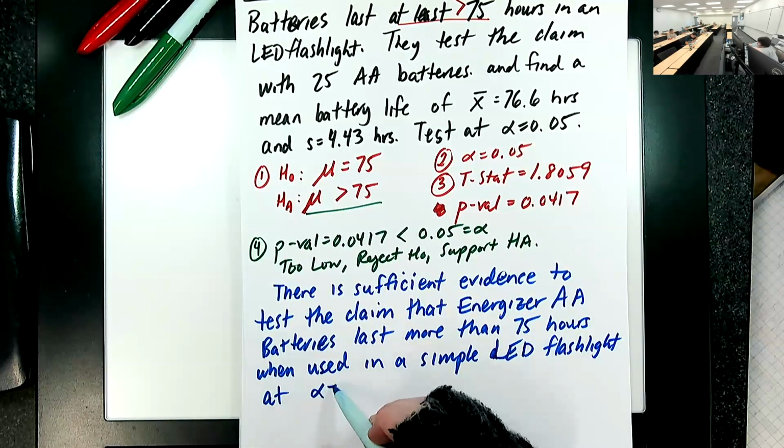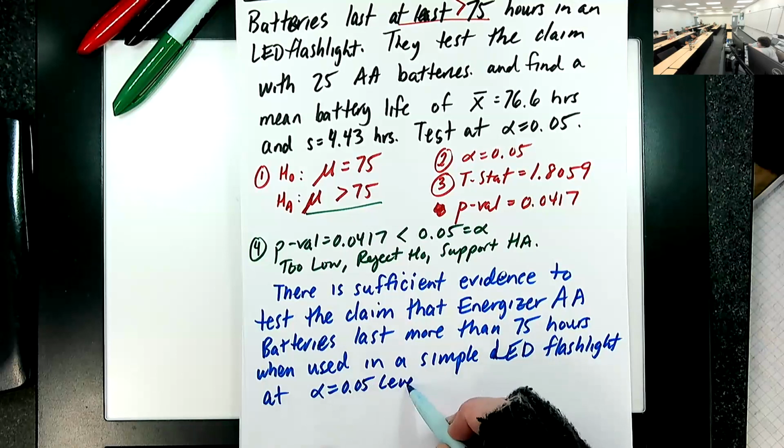At alpha equals 0.05 level of significance.